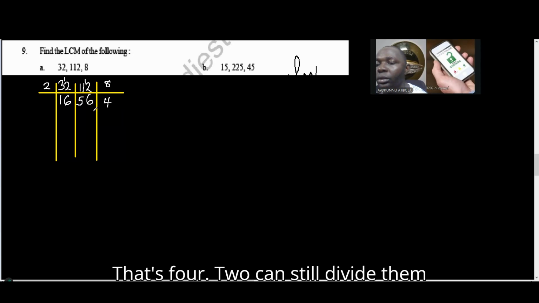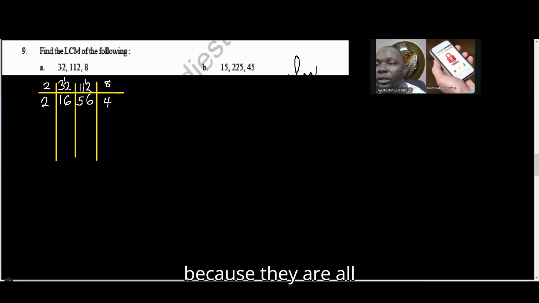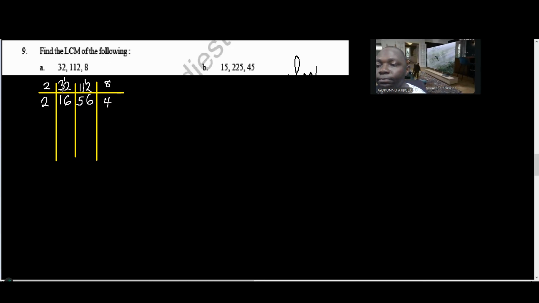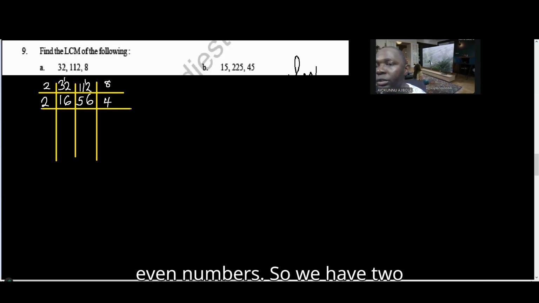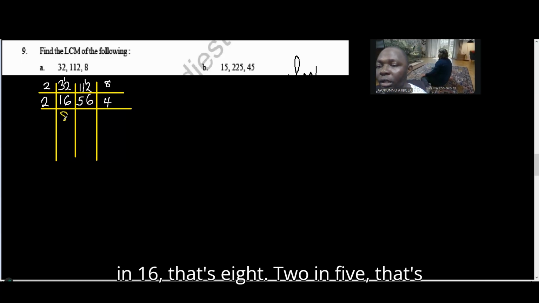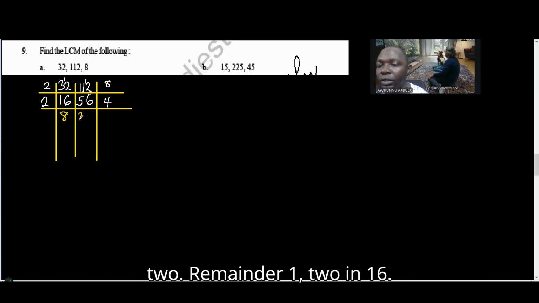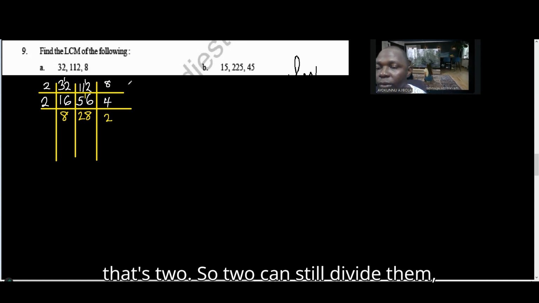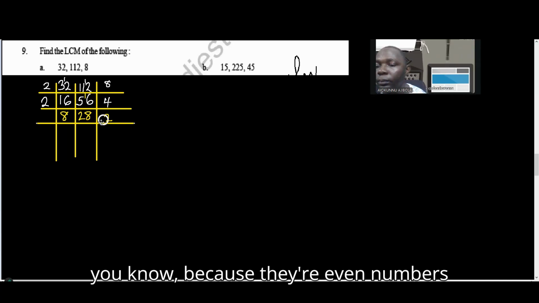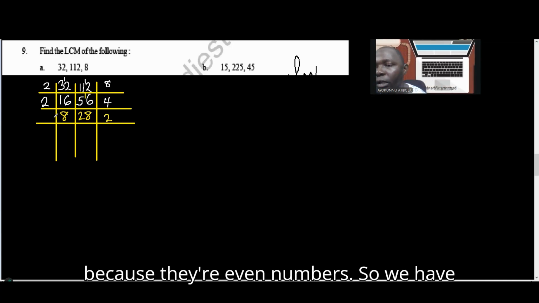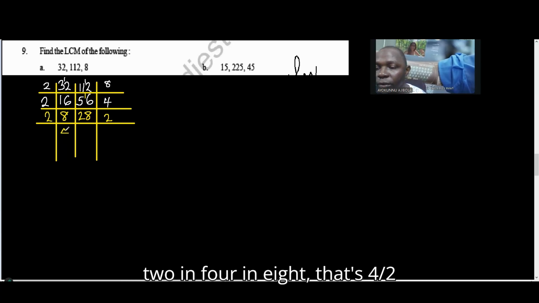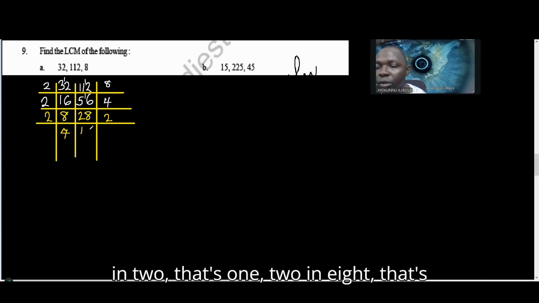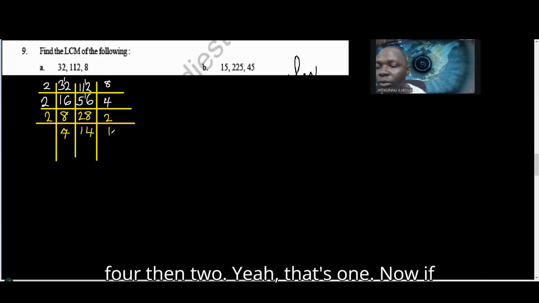That's 4. 2 can still divide them because they are all even numbers. So we have 2 in 16, that's 8. 2 in 5, that's 2, remainder 1. 2 in 16, that's 8. And 2 in 8, 4, that's 2. So 2 can still divide them because they're even numbers. So we have 2 in 4, that's 2, in 8, that's 4. 2 in 2, that's 1. 2 in 8, that's 4. Then 2 here, that's 1.